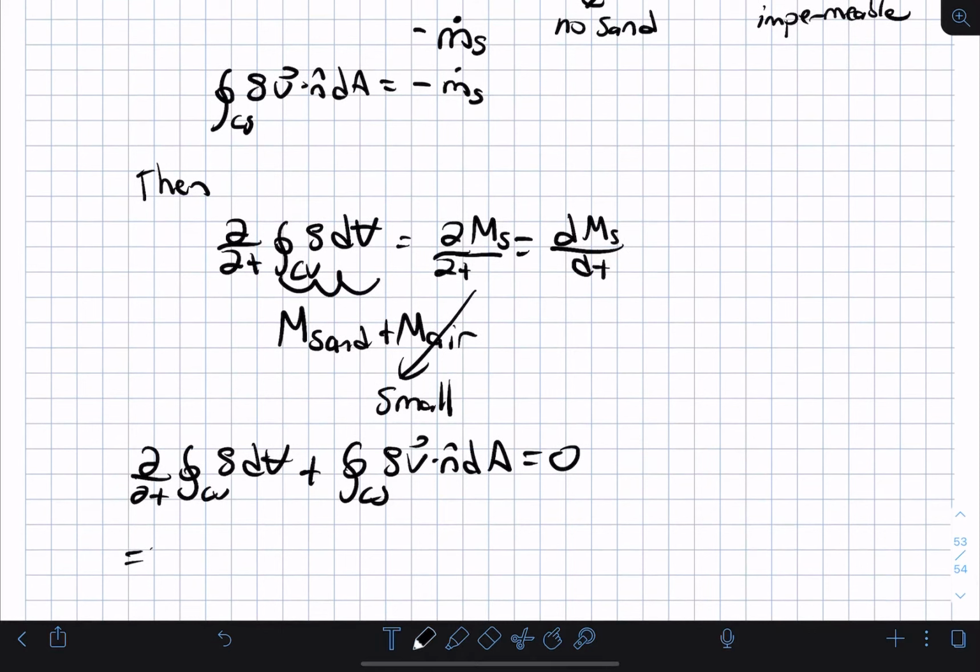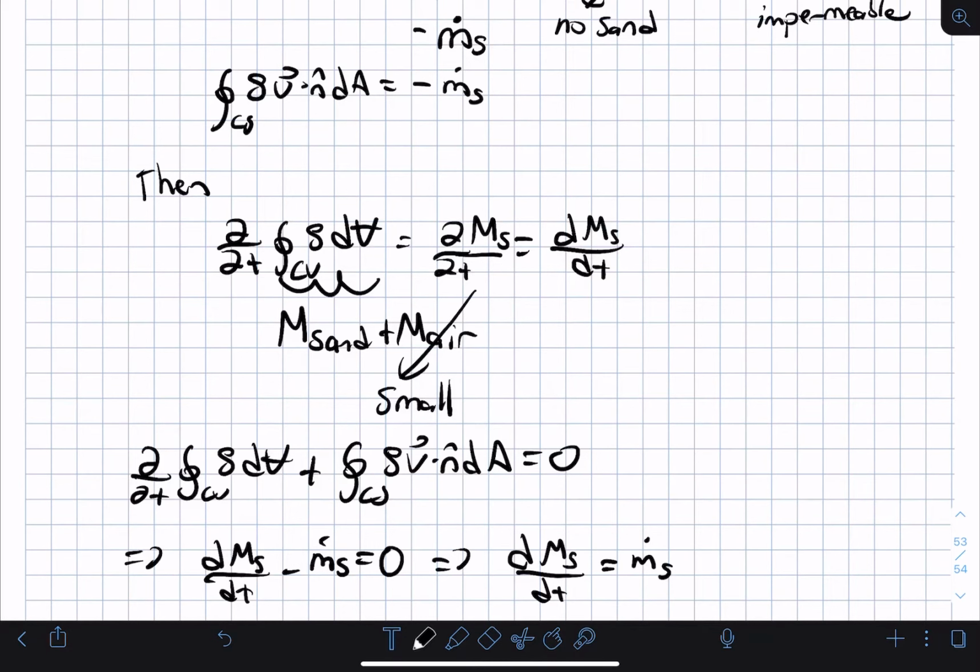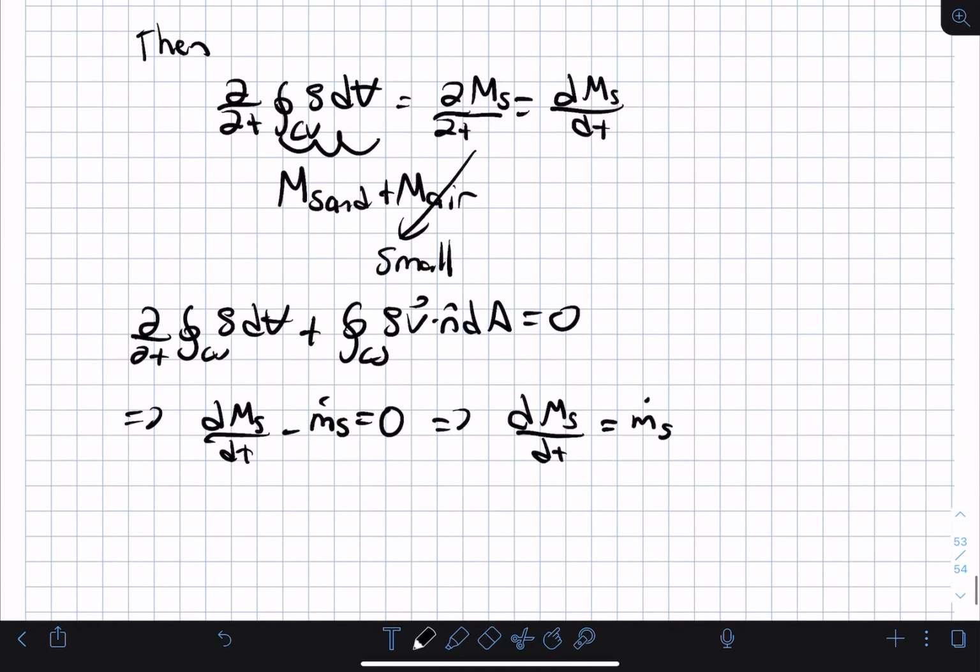This implies that the time rate change of sand mass dt minus the mass flow rate of the sand falling down through the chute is equal to 0, or this implies that the time rate change of sand mass in the control volume is equal to the mass flow rate of the sand falling through the chute. And this should not come as a surprising result.